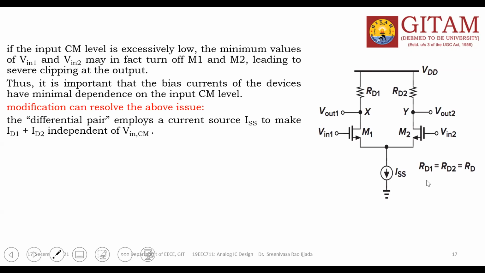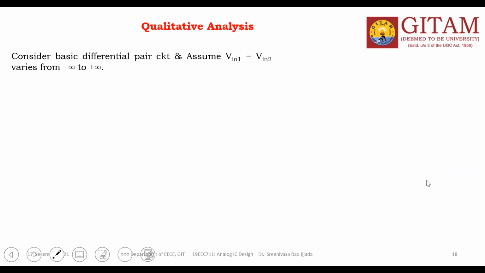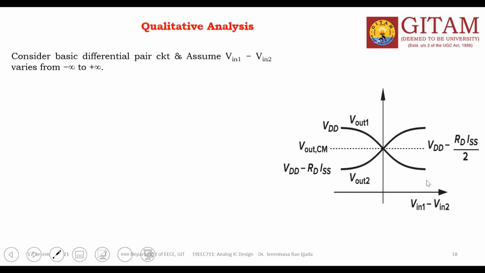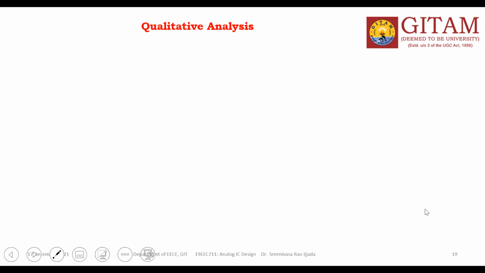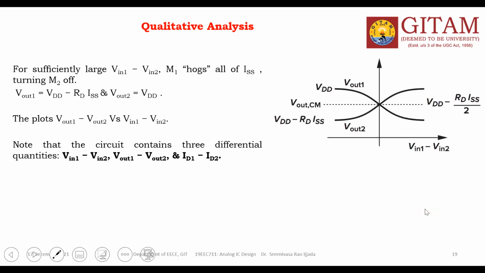Next, what is the qualitative analysis? How the voltage characteristics are varying. This is the voltage characteristics of each side, because there are two outputs. This is one output, this is one more output. They vary with the difference from Vin1 to Vin2, from a negative value to a positive value. This is the qualitative analysis.